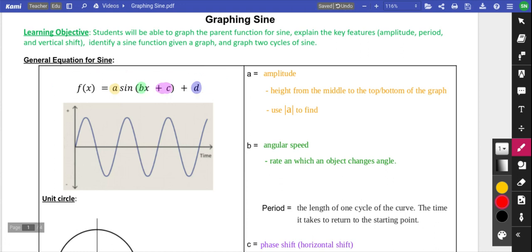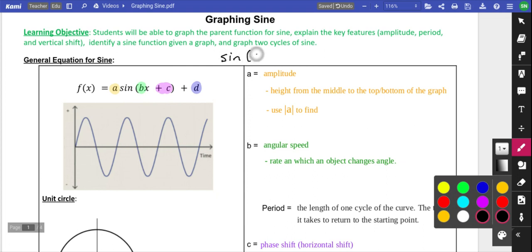We will start with the parent function for sine, which is just sine of x. Then everything that is added inside the parentheses, outside the parentheses, or a constant that multiplies sine will be affecting the wave, and I'll explain that in this video. We will start with the amplitude.